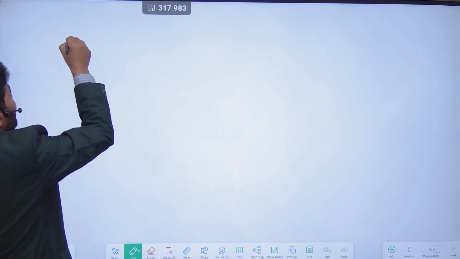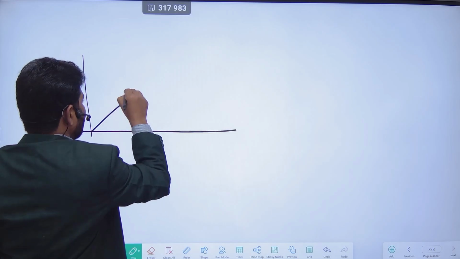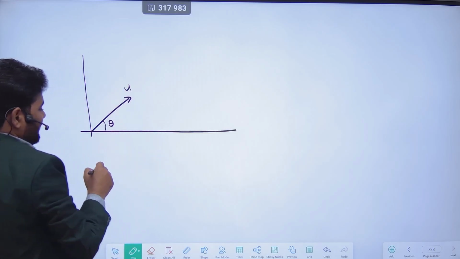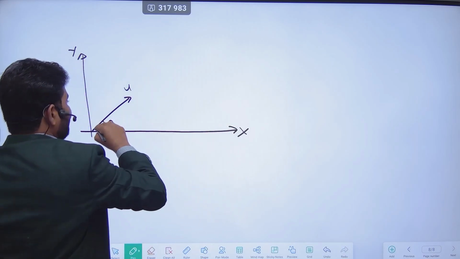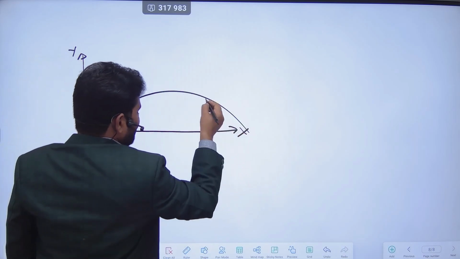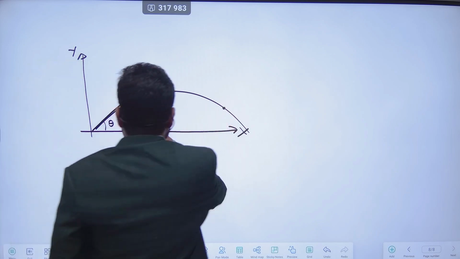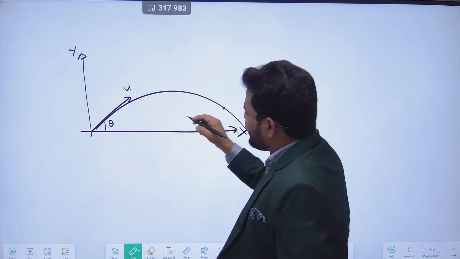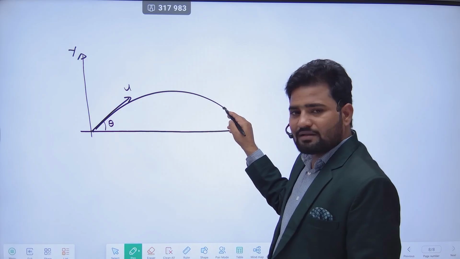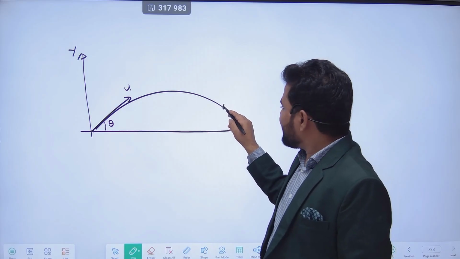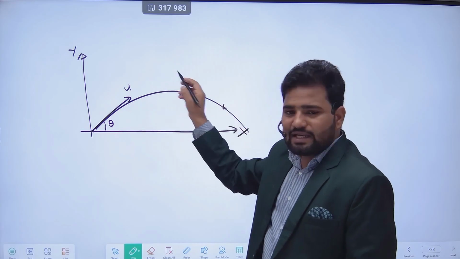Suppose a ball is projected at an angle of theta with the speed u, and this is your y-axis and this is x-axis. After what time will the final velocity become perpendicular to the initial velocity? Say, for example, the particle is projected from here and when it reaches here, the velocity of this particle is perpendicular to the initial velocity.